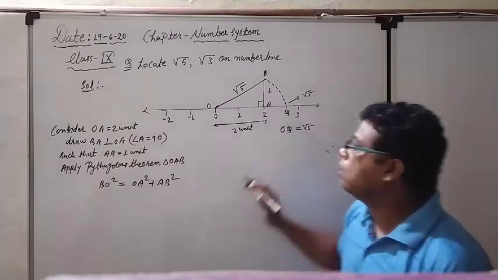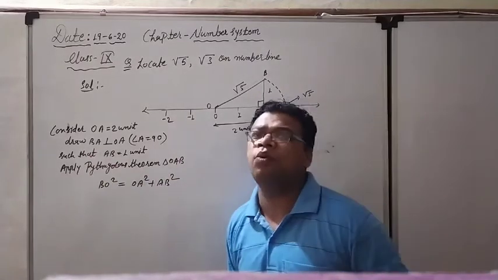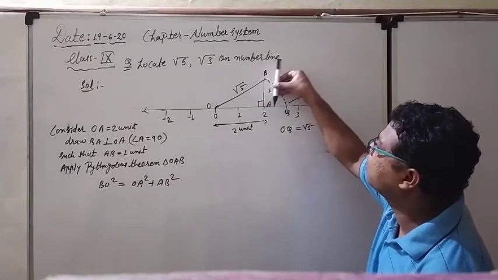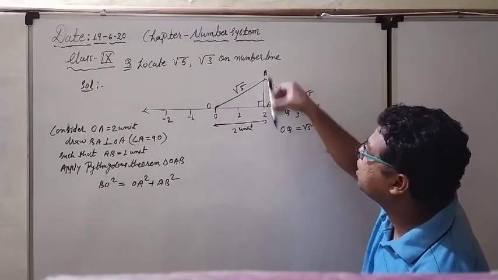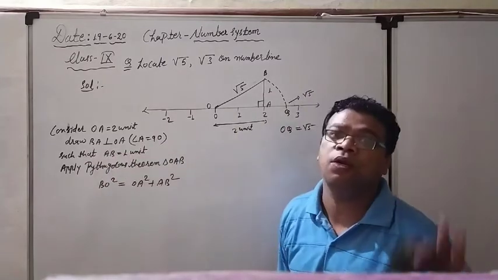Okay. Right now, after that what do I have to draw? I have to draw one perpendicular, that is BA, perpendicular to OA. You can see BA perpendicular to OA.